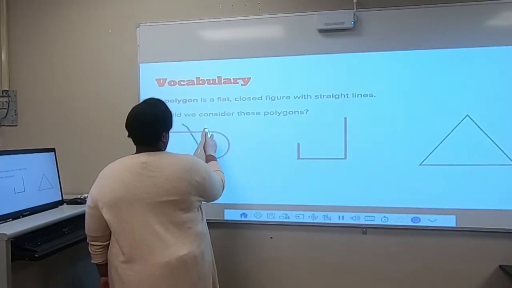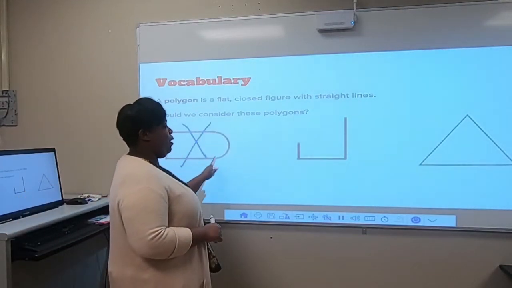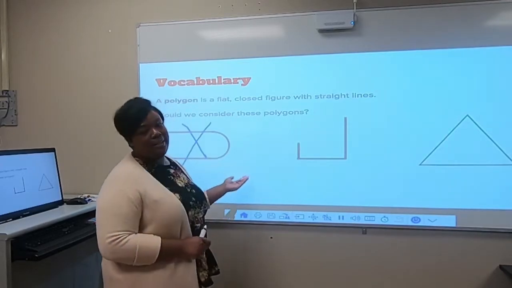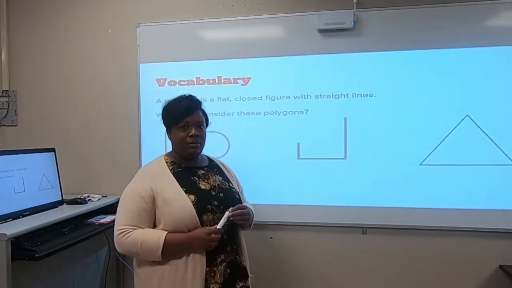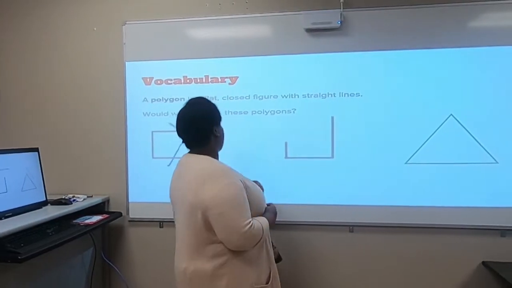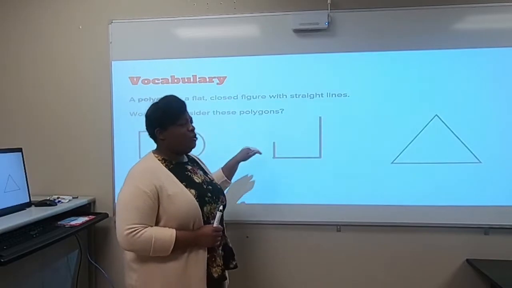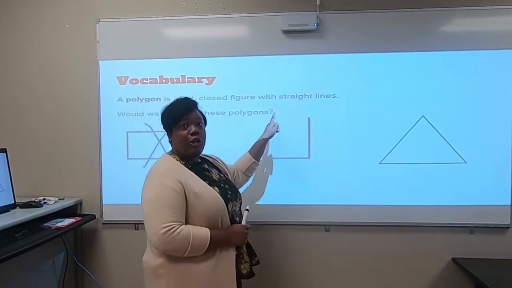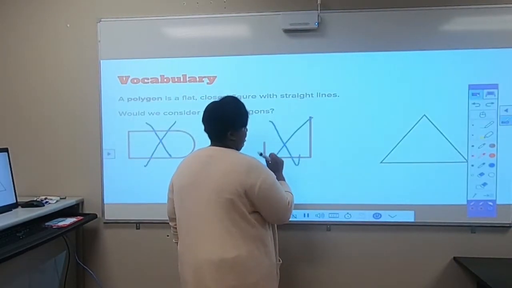No. This would not be a polygon because it has a curved line in it, okay? So if it has a curved line, we can't consider it a polygon. What about this shape, you guys? Will we consider this a polygon? Well, let's go back to our definition. A polygon is a flat, closed figure. What's wrong with this one? That's correct. It's not closed, you guys. It's not enclosed. So this is not a polygon either.